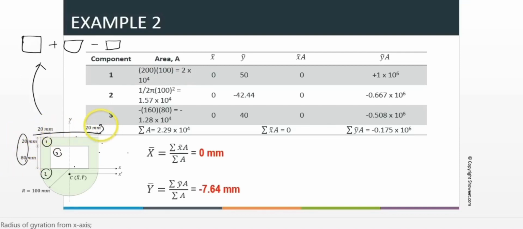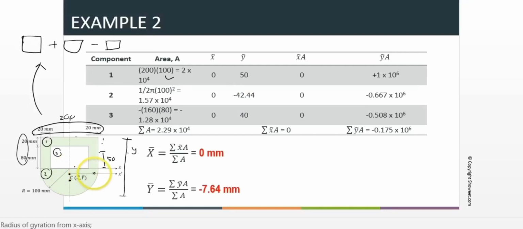Okay, for component 1, it will be 200 times 100, which is the length and then the height. Right, the second and third are the same, but I want to stress here the x bar and y bar. The x bar becomes 0. Why? Because in this figure it is symmetrical, so the x bar becomes zero. For y, we determine it from the center. From the x axis, we get 50 here, the center of the rectangle shape.